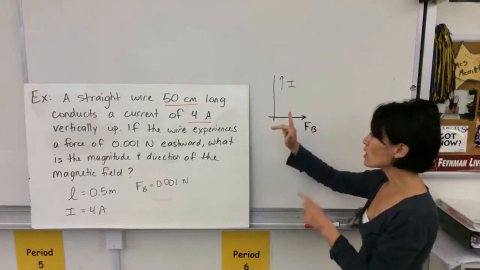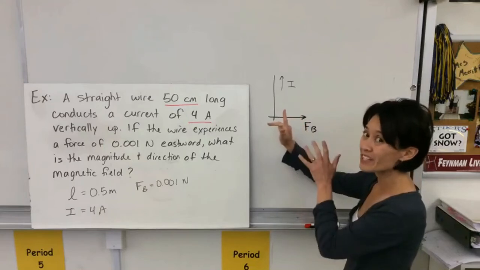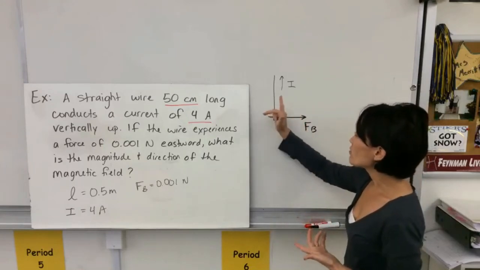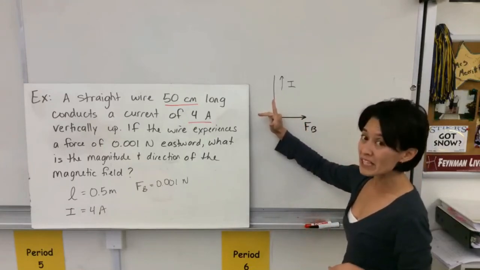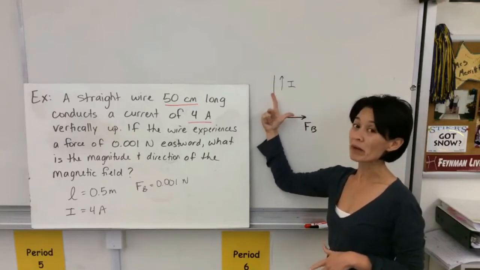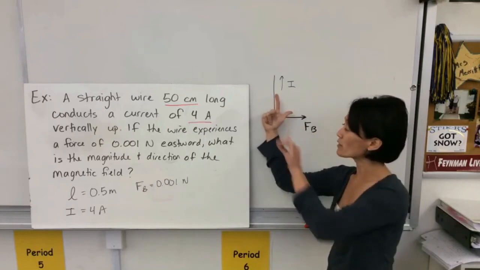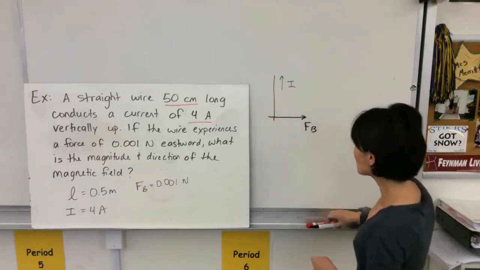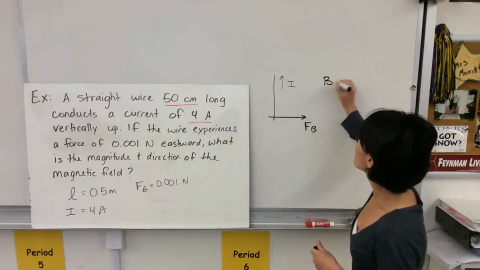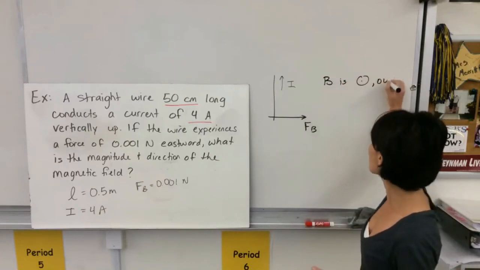So that's my thumb. I always start off with just using my current or my velocity, doing that initial direction. So initially, my current's going up, but I need my magnetic force to point to the right. So I'm going to rotate my hand so that my thumb, my magnetic force, is pointing to the right, and I end up with my middle finger coming out of the page. So that indicates to me that my magnetic field is going to be going out of the page, and I can indicate that with a dot, or I could say out.